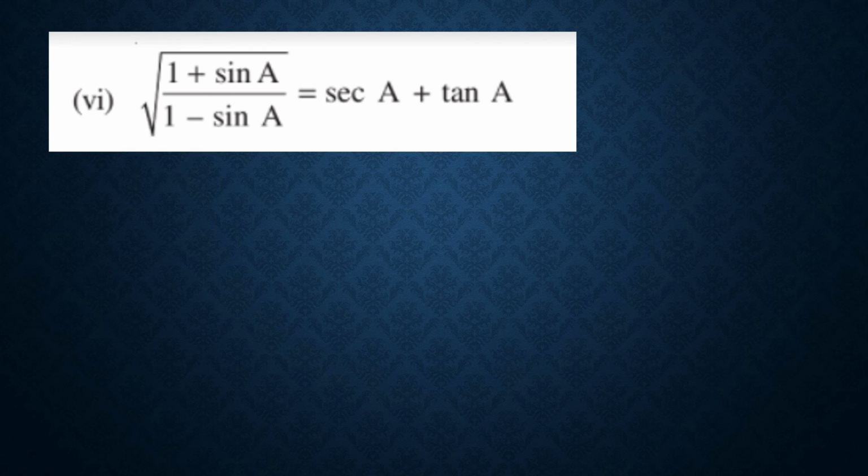This proof of trigonometric identities problem: square root of (1 plus sin A) by (1 minus sin A) equal to secant A plus tan A. So left hand side equal to square root of (1 plus sin A) by (1 minus sin A), and right hand side equal to secant A plus tan A. We are going to start from the left hand side.